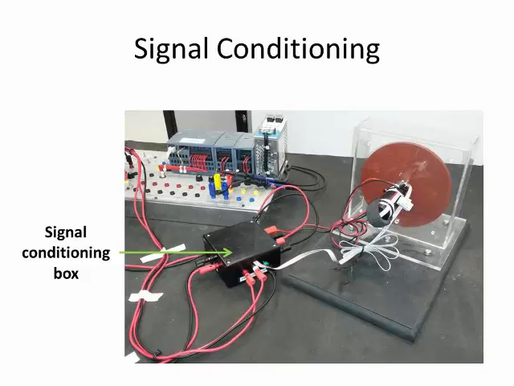Both the motor driver and the amplifier circuit are housed inside the signal conditioning box showed in the picture. The various connections between the box and the PLC, motor and encoder are also visible.